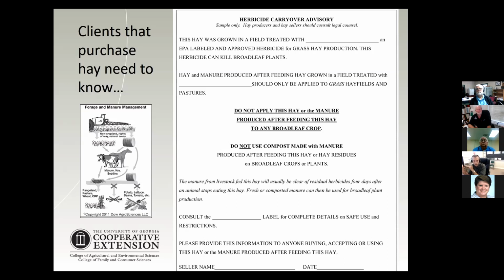You can put your name on there, the label of the product that you used, the date and all that sort of thing, and give them a warning label when you sell them the hay. That way they have in writing that you're not supposed to sell this hay or move manure from horses or whatever after use of this hay, because again, it could carry over and be a problem in a vegetable garden or whatever situation. So this is something that you might want to consider using, or maybe even put up a sign. Maybe you just need a sign in your barn that says, we treat with herbicides that could carry over. You need to be aware of this, okay?